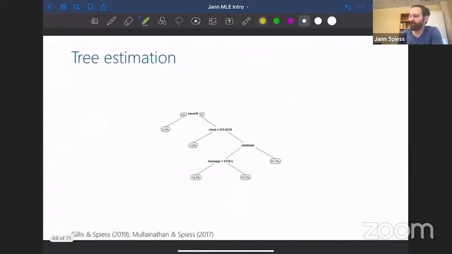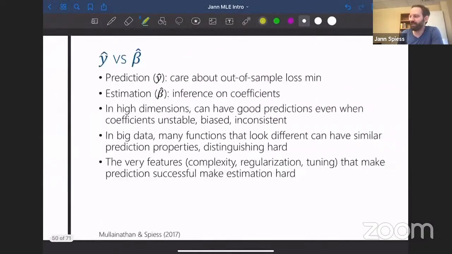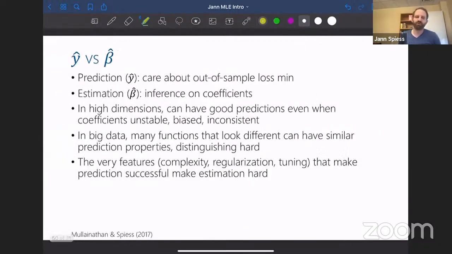I'm not going to go over biases in other cases in detail, but I want to go to the takeaway of this part. When I think of machine learning as a prediction tool, compared to a simple estimation tool like the linear regression we're used to, the main takeaway is that machine learning is really for prediction, where we care about out of sample loss minimization, while linear regression is typically built to do estimation, where we want to do inference on coefficients.